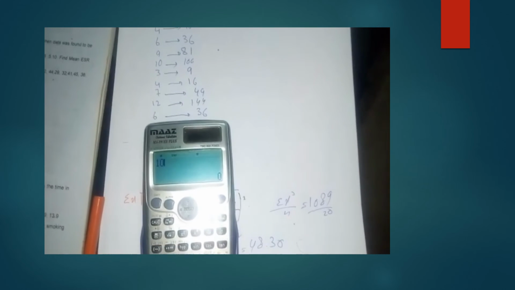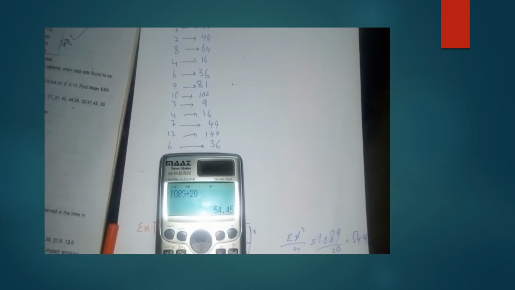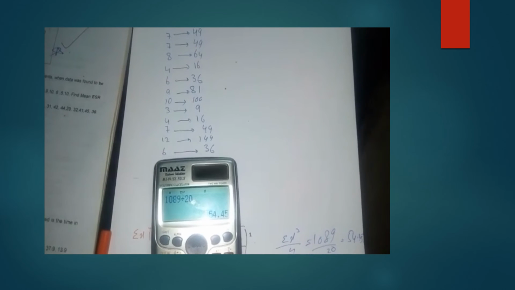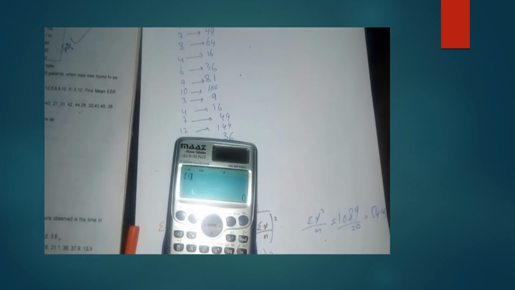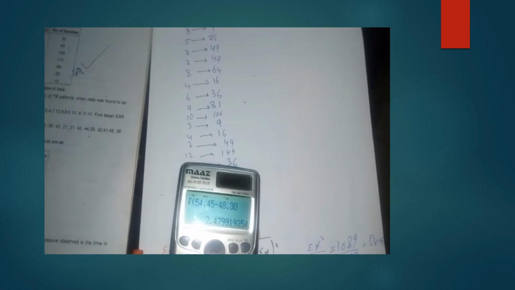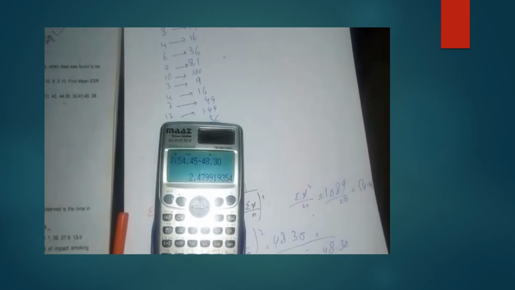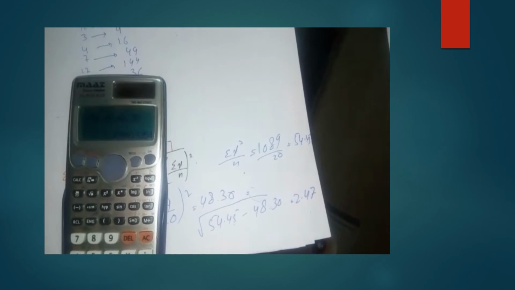The next step is summation x square, which is 1089 divided by 20, and the answer is 54.45. Simply under root 54.45 minus 48.30, and the answer is 2.47.